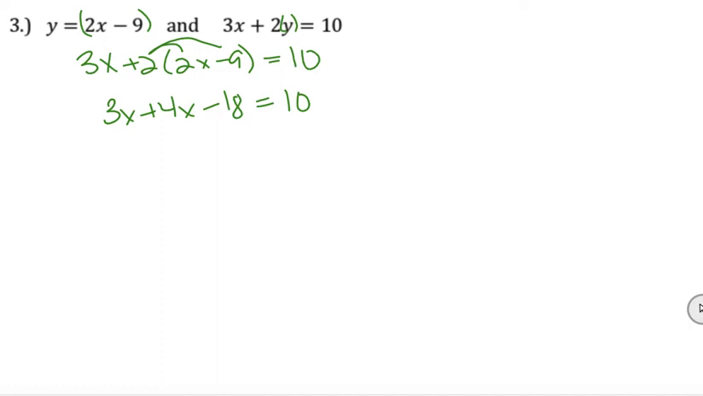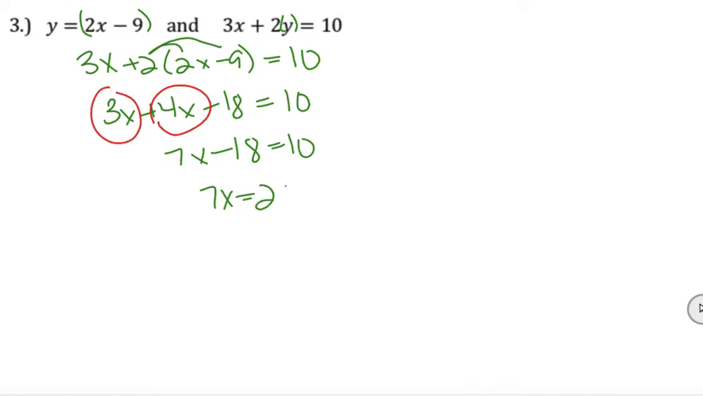Now I'm going to combine like terms. 3x and 4x combine together to give me 7x. Still have my negative 18 equals 10. I'm going to add 18 to the other side, so 7x now equals 28. Divide both sides by 7, and x equals 4.